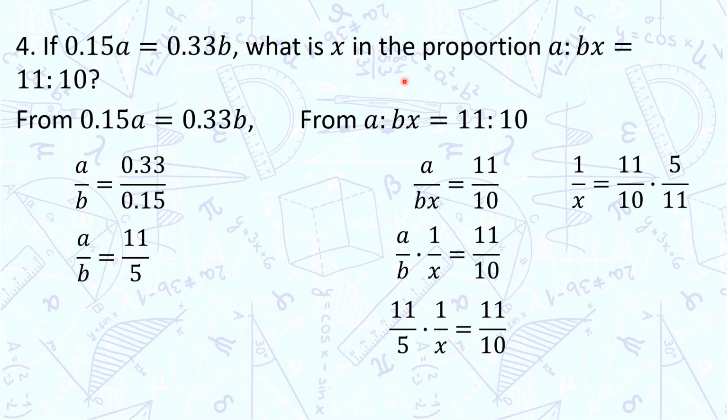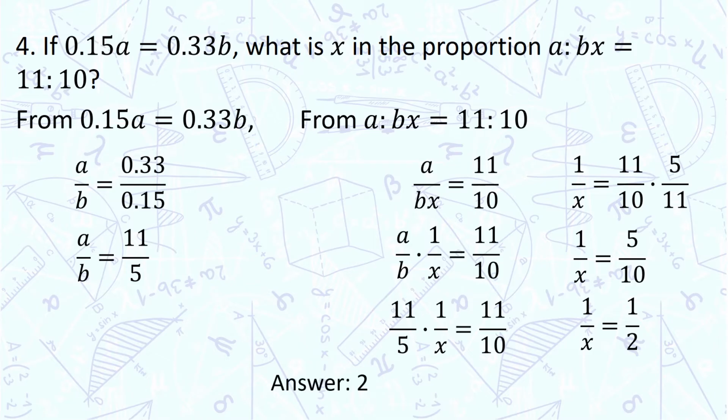Multiplying both sides by 5 over 11, 1 over x is equal to 5 over 10. In the multiplication, we cancel 11, since 11 over 11 equals 1. Then we get the reciprocal of this. That will be x equals 10 over 5. So the final answer is 2.